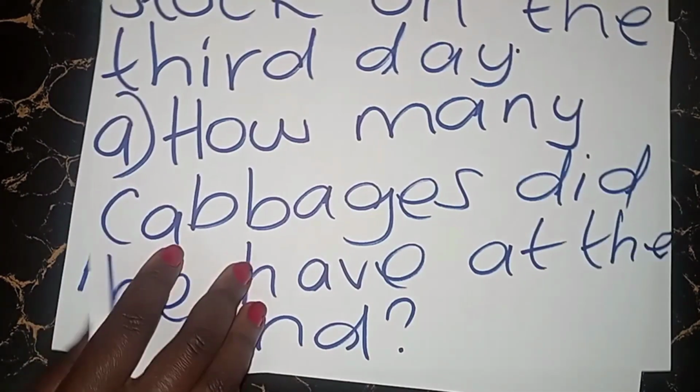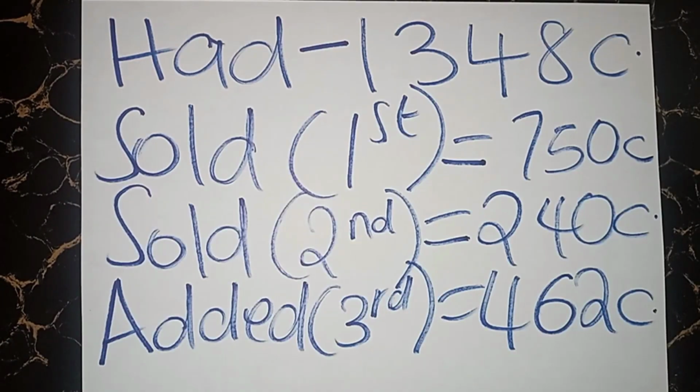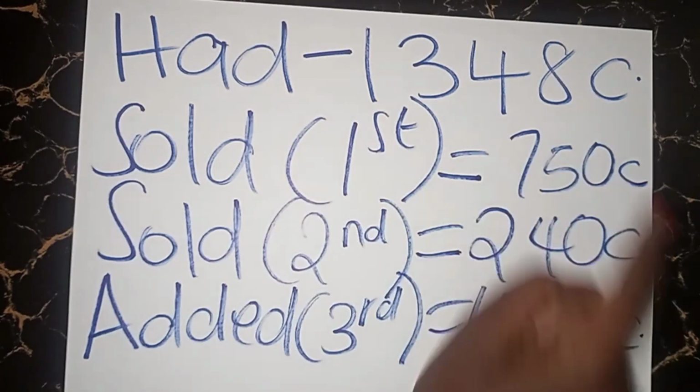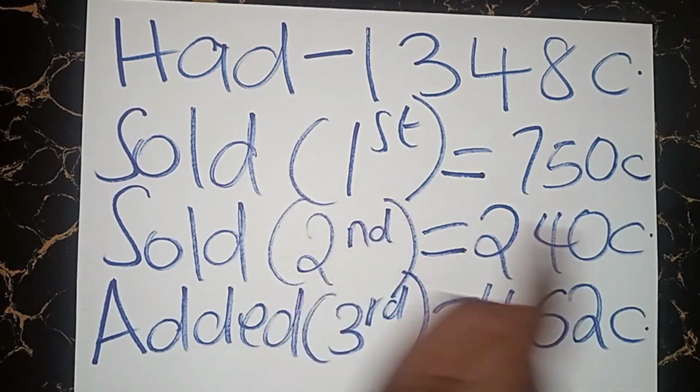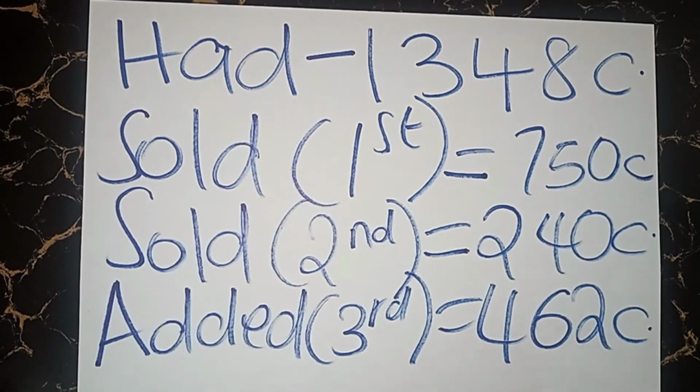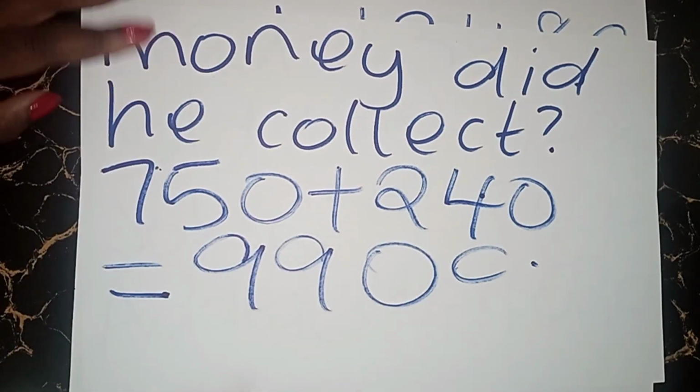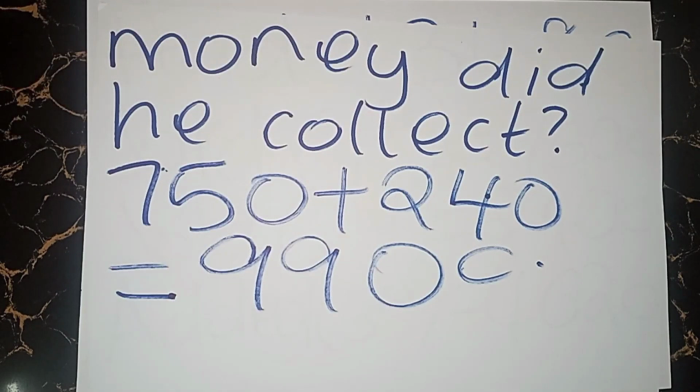So this man had this number of cabbages. He sold this on the first day, this on the second day, and added this on the third day. So in total, we can say he sold 750 plus 240, which is 990 cabbages. Okay? So in total, this man sold 990 cabbages.